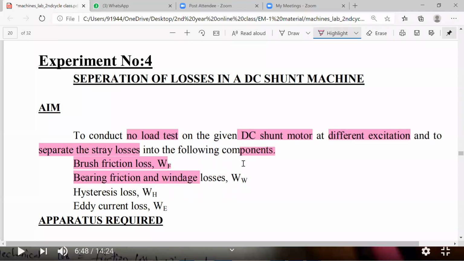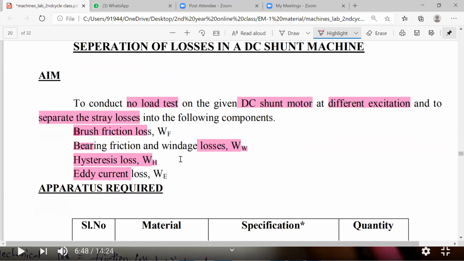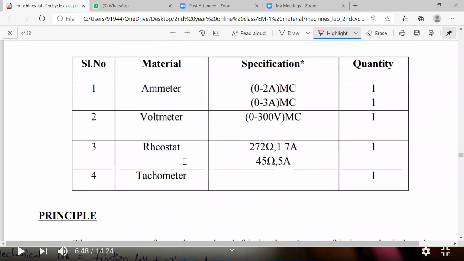What are the stray losses? These four are the stray losses: brush friction losses, bearing friction and windage losses, hysteresis and eddy current losses. These two are core losses, and these are the mechanical losses. Brush friction loss we represent as WF. For conducting this test, we need two ammeters, one voltmeter, a rheostat, and a tachometer for measuring the speed.